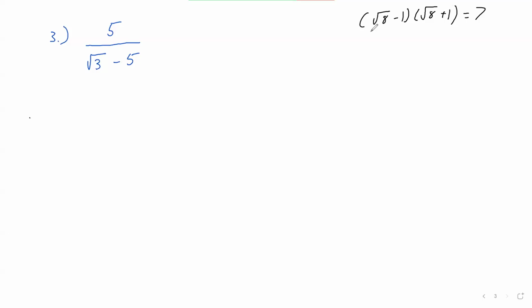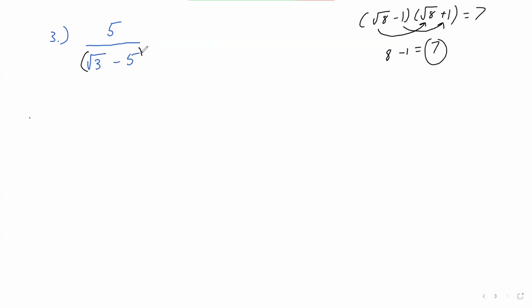When that happens, all I have to do is multiply the first and the last. So square root of 8 times square root of 8 is what? Just 8. And -1 times a +1 is what? And 8 minus 1 is 7. So using that concept, we're going to do the same thing here. Because notice, I just multiplied two things with a radical. My final answer did not have a radical, which is what I want. I don't want no more radicals on my denominator.